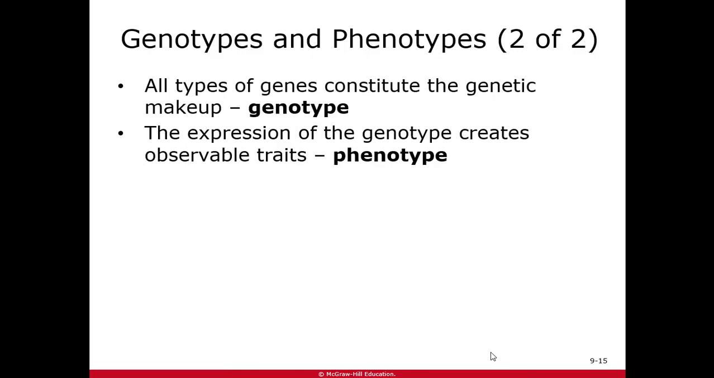Now, all of the genes together, all of those little snippets, constitute what we call your genotype. It's all of those genes. What are all the genes that code for all the things that make you, or make any organism, or any single-celled organism, what it is? The phenotype is what all those genotypes do.